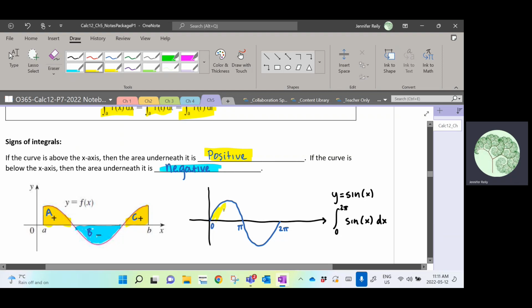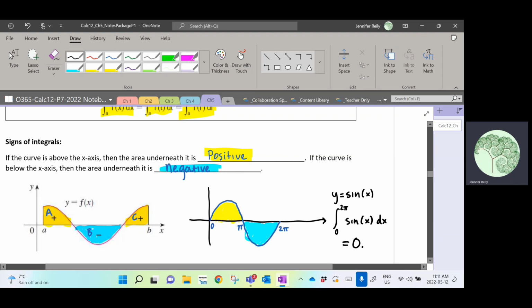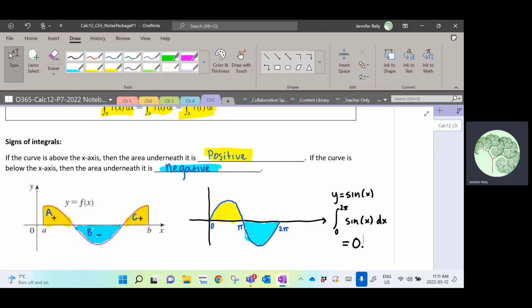So the area would be positive in this region from 0 to pi, and it would be negative in this region from pi to 2 pi. And because it's exactly symmetric, these two areas would cancel out. So when you add them together, you would actually get 0. So it is possible to have an area under the curve equaling 0 for a non-zero function.